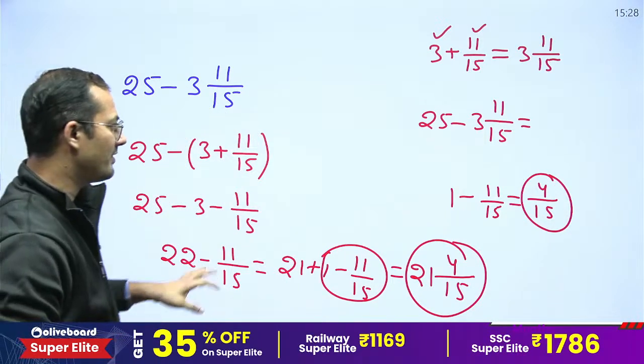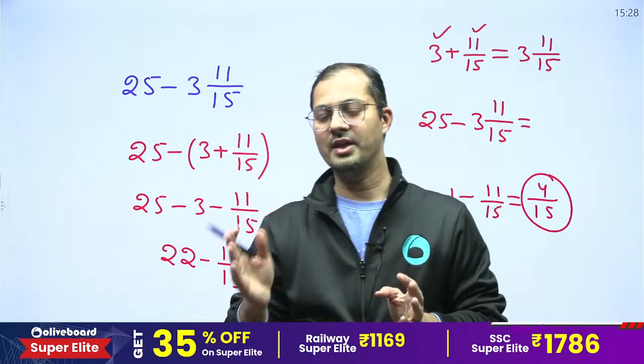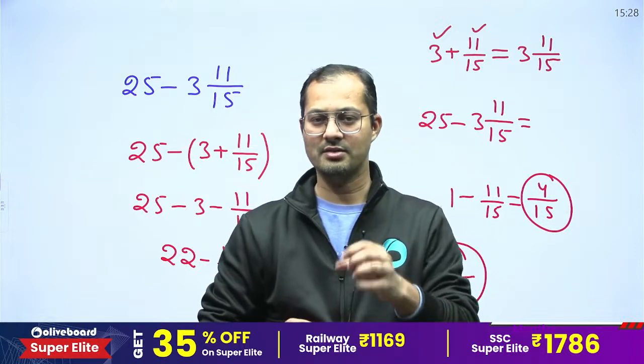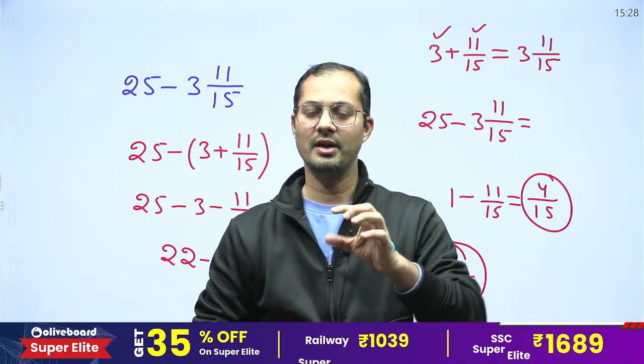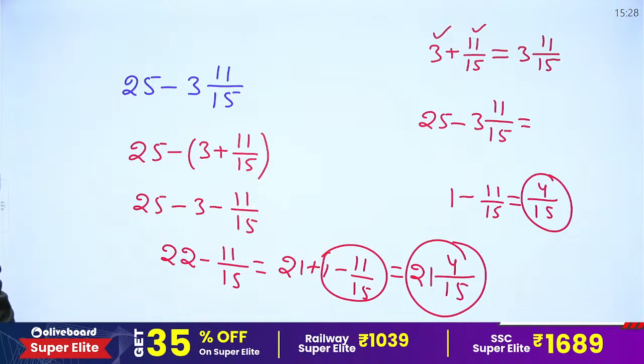Yes. So why are we doing this? Whenever we have to subtract a mixed fraction from a complete value, right? So what do we do? We subtract one extra of the whole number, then give the treatment. Okay. So one more example.